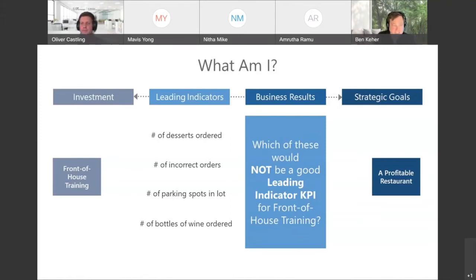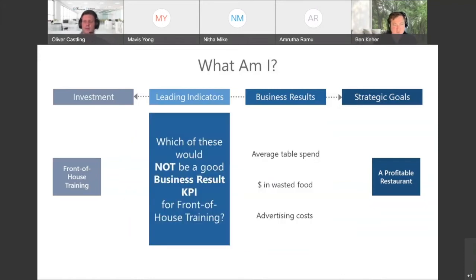They're not going to tell me at all if my in-house training, my front of house training, is being effective, and also isn't necessarily going to be a correlation to the profitable restaurant. So you've got that right. Let's flip it around and let's look at the business results. So which of these would not be a good business result KPI for front of house training?